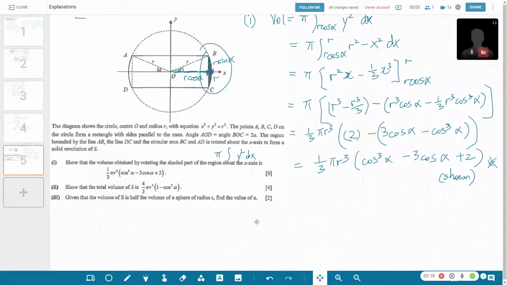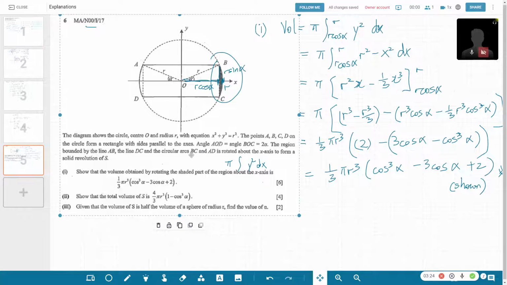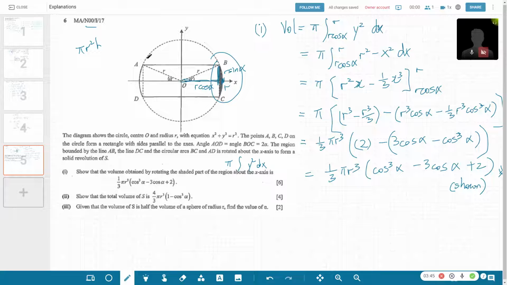Now, part 2. Show the volume of S is 4 over 3 pi r cubed, 1 minus cosine cubed alpha. What happens is that we have found the volume of the shaded area in part 1, and the volume when AB is rotated around is actually a cylinder. The volume of the cylinder is just pi r squared h. In this case, the radius is r sine alpha, and the h is 2r cosine alpha. This is the h. S also includes this side, so you need to times the answer in part 1 by 2.